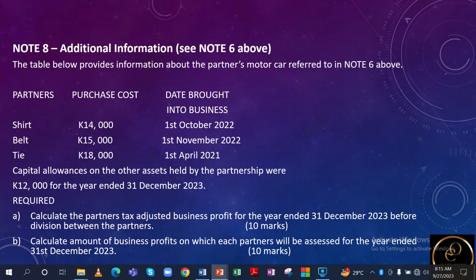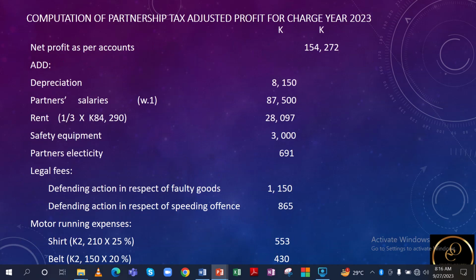To this one, I also add a third one. I want to demonstrate how you determine the tax liability for each partner. That is supposed to be part C. So we are going to go further than this. We are going to look at part C, where we are going to calculate the tax liability of each partner for the charge year 2023. So how do we go about this computation?